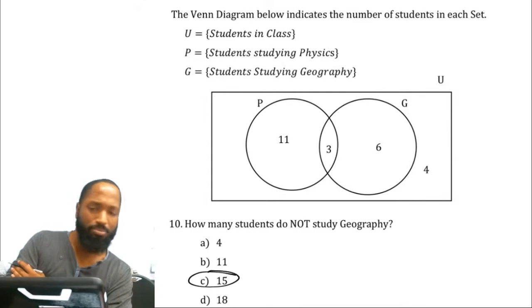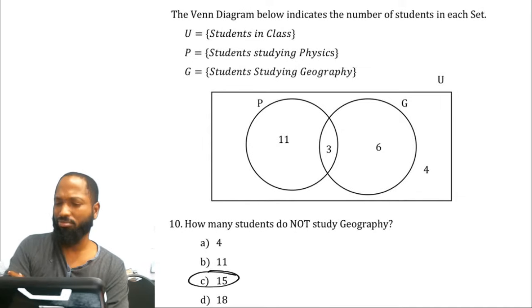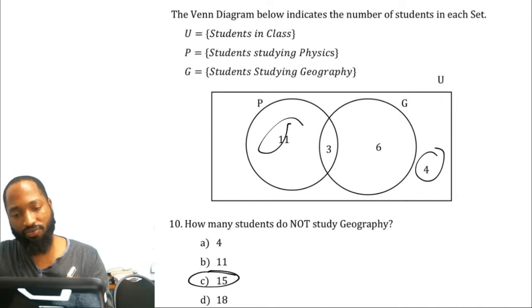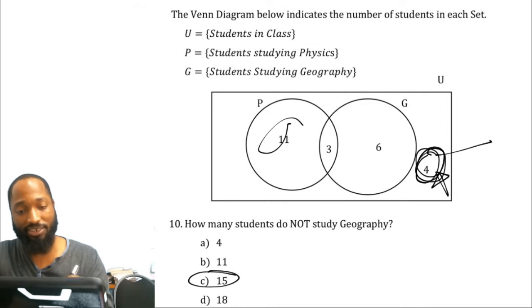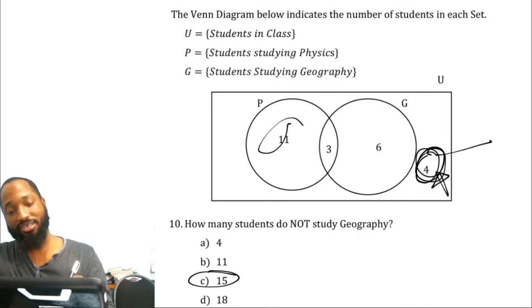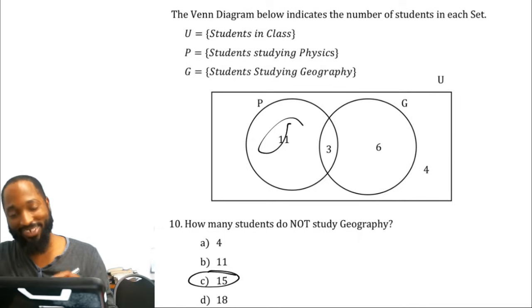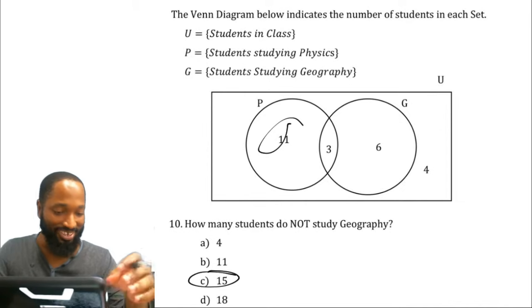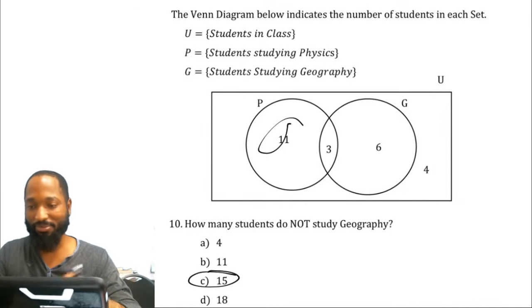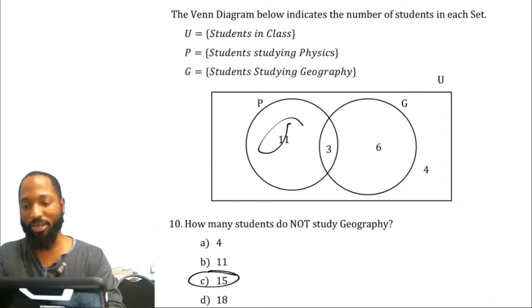One person says B. B is 11. Oh, so you forget all this 4. You forget this person doesn't study geography as well. This person didn't study nothing. This person studying nothing. So let's go on to the next question. How many students are there in the class? That's the next question.